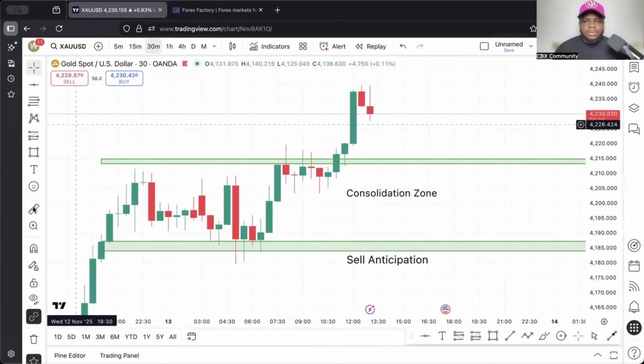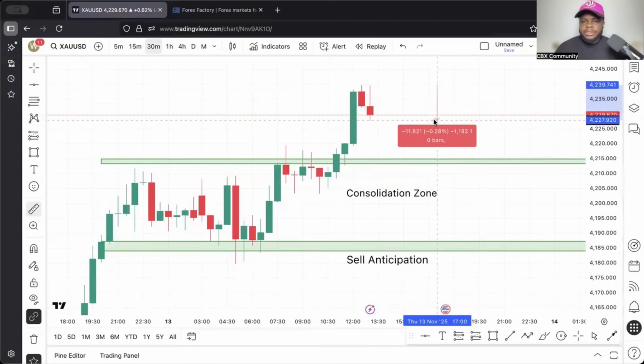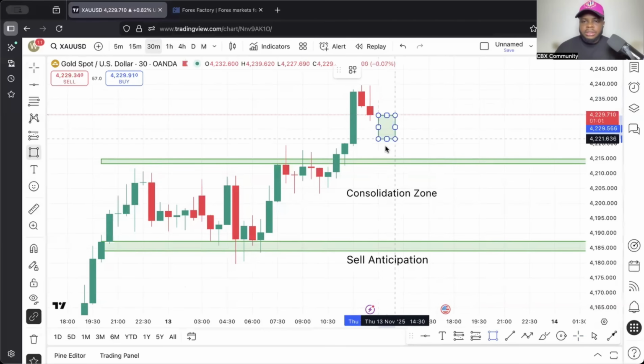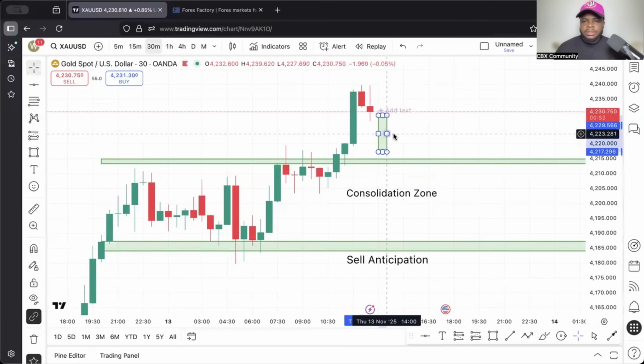This next candle, I've seen this type of market formation before, 118 pips. I've seen this type of market formation before, where the next candle can continue to come down. But let's see what the candle wants to do.